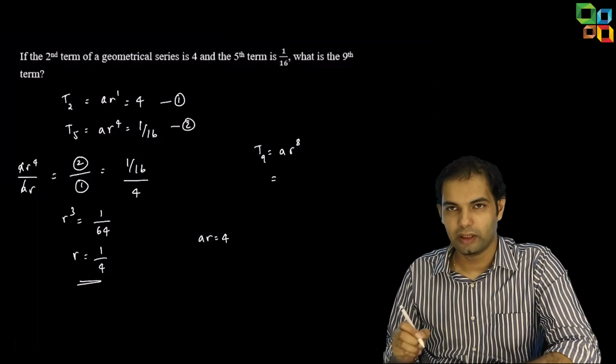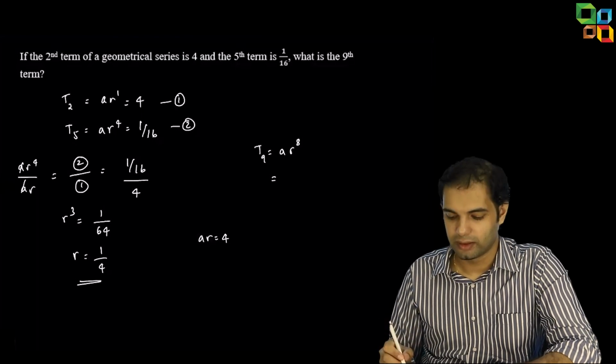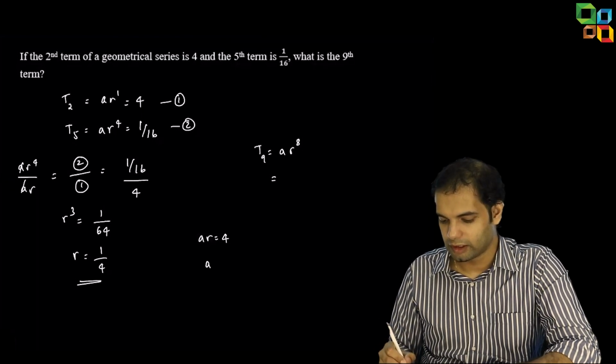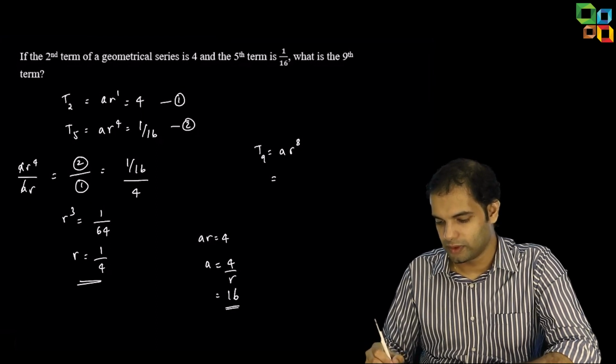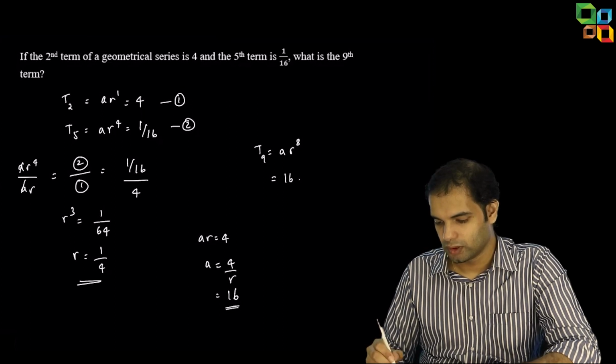We can substitute in any of the equations, right? So AR is 4. So A is nothing but 4 by R. So R is 1 by 4. So A is 16. So T9 will be 16 into R power 8. So 1 by 4 whole power 8. You can keep it as it is.